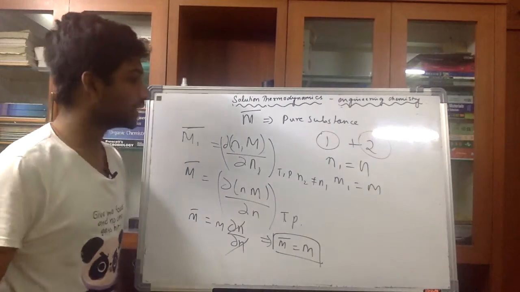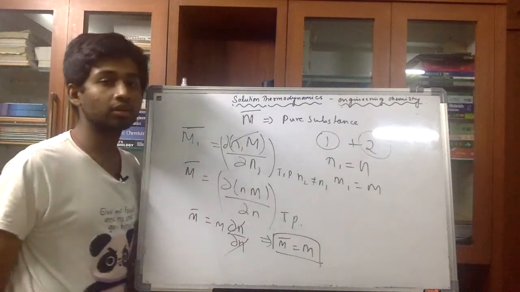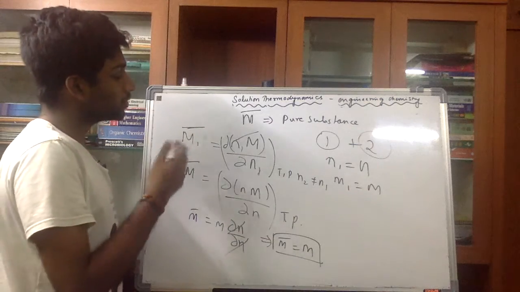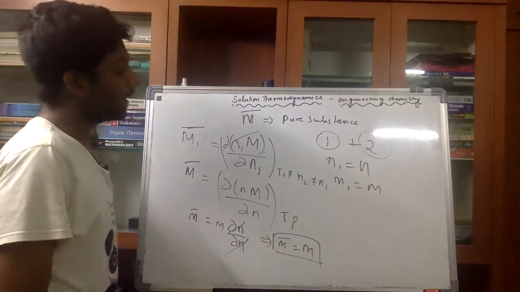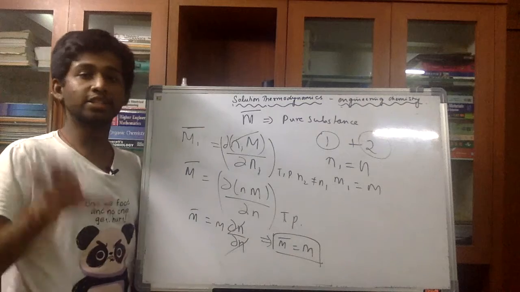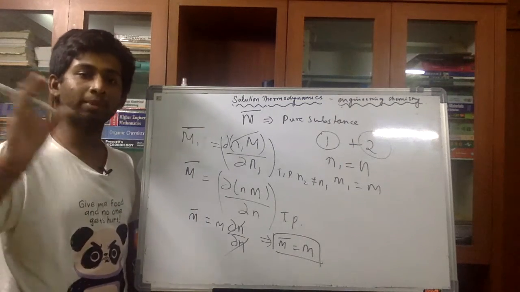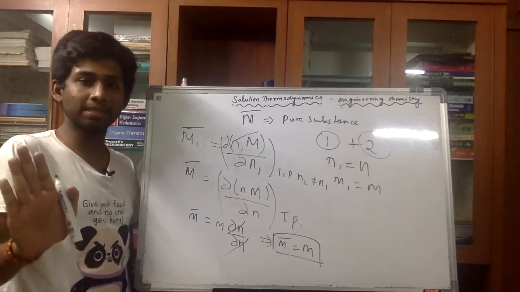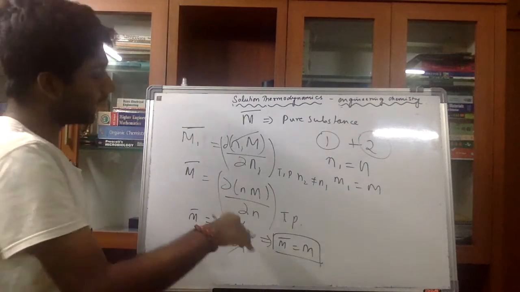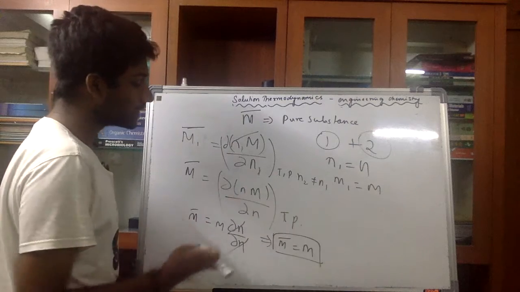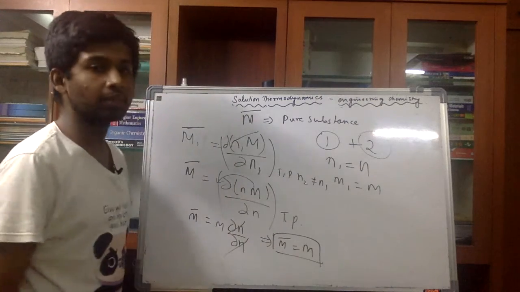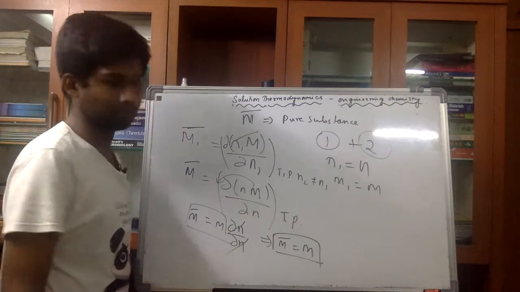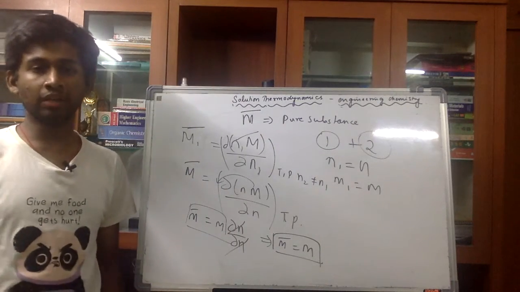Let me repeat once again. This is why I brought the number of moles into this whole picture. M1 bar is equal to the partial derivative of N1M with respect to N1, and then I'm considering the fact that it's a pure state, so N1 will be equal to N and M1 will be equal to M, because only one component is there. Again, I'm substituting all those factors. M comes out as a constant from the partial derivative, and then you'll be left with M bar equal to M. So now we have done all the basics.